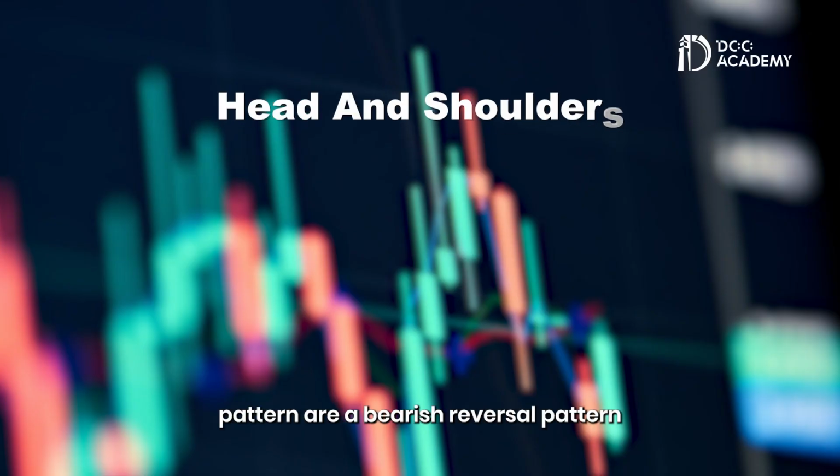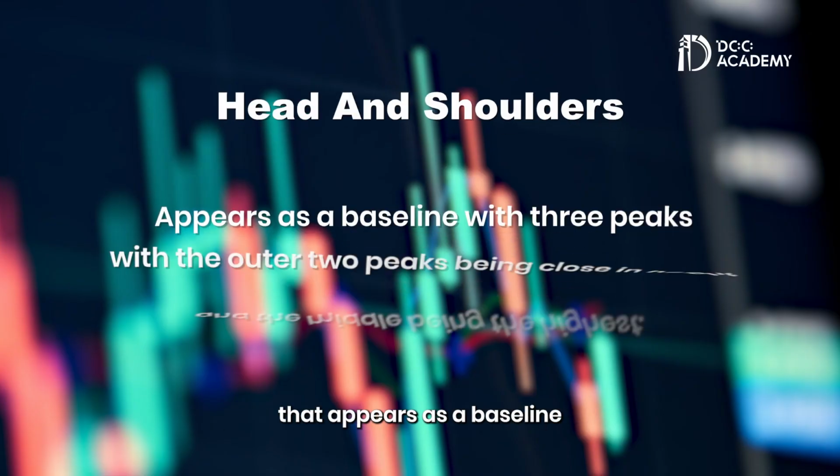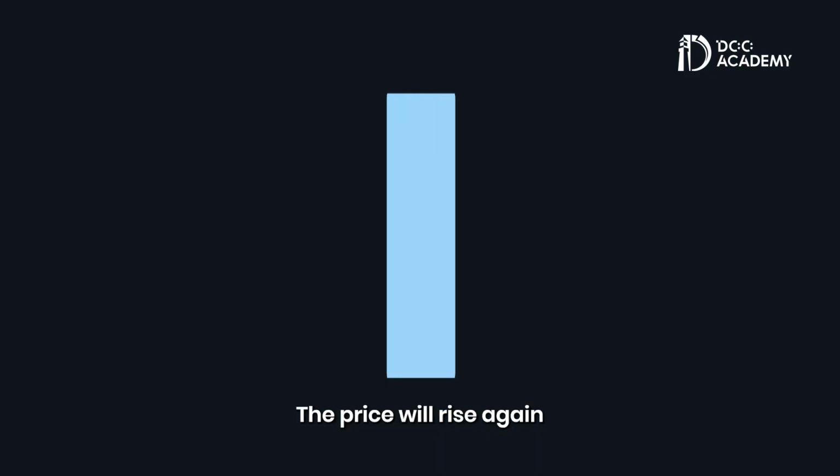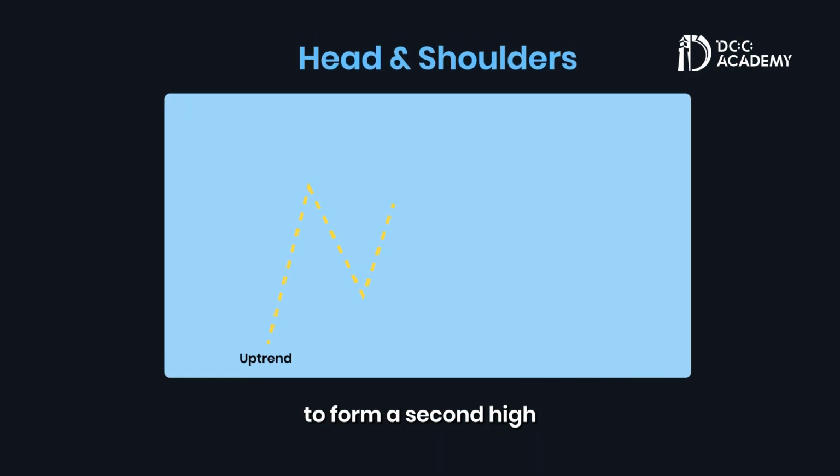The head and shoulders pattern is a bearish reversal pattern that appears as a baseline with three peaks, with the outer two peaks being close in height and the middle being the highest. After a long-term bullish trend, the price rises to a peak, the left shoulder, and then falls back to form a trough. The price will rise again to form a second high that is significantly higher than the initial peak, the head, before falling once more.